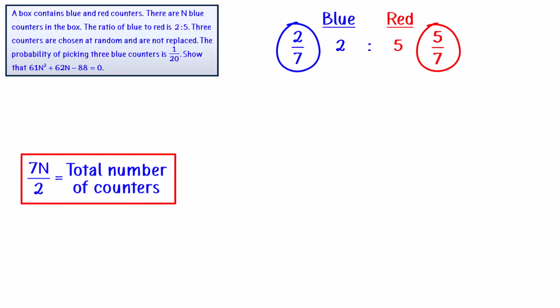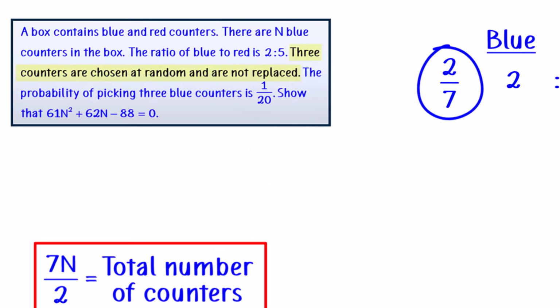Okay, so the question states that 3 counters are removed from the box and are not replaced. This means we're dealing with a dependent probability question, where the probability of taking the second and third counters depends on what was taken out of the box the first 2 times. They've also told us that the probability of picking 3 blues is 1 out of 20, so we want to form an expression that's equal to 1 over 20.